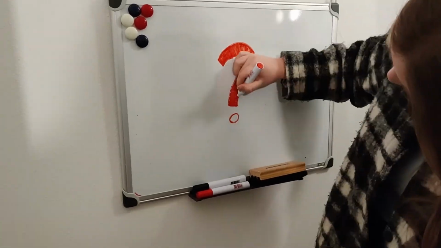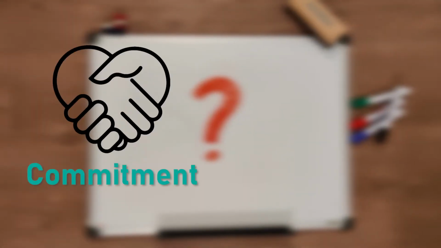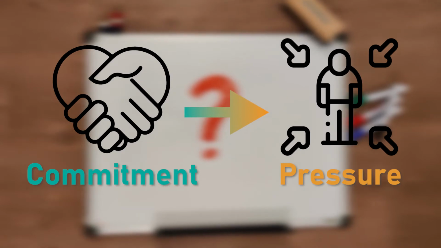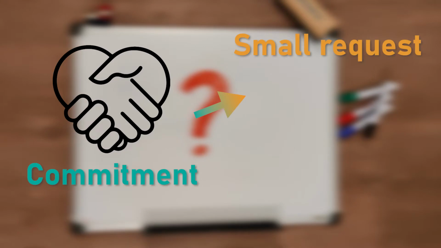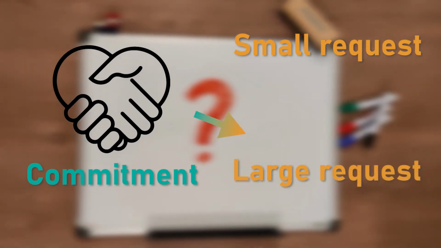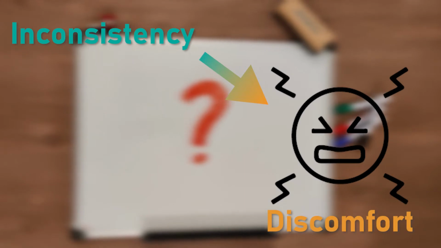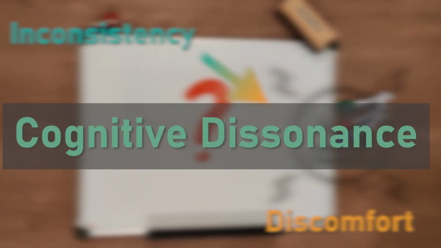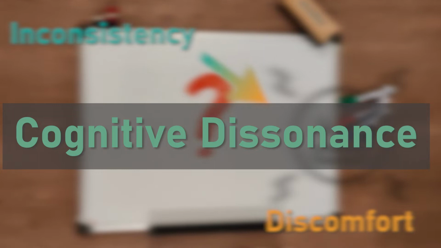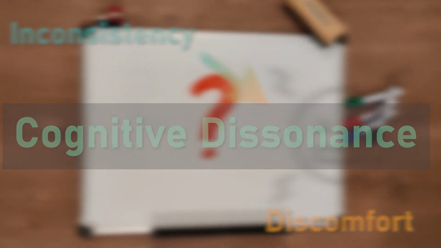Why this occurs is based on commitment. When people make a commitment, they feel pressure from others and incite themselves to behave consistently with that commitment. If they commit to a small request, they want to be consistent and also commit to a larger request. Inconsistency causes a form of physiological discomfort. This is called cognitive dissonance. People want to maintain consistency, so when they catch themselves being inconsistent, they feel bad.